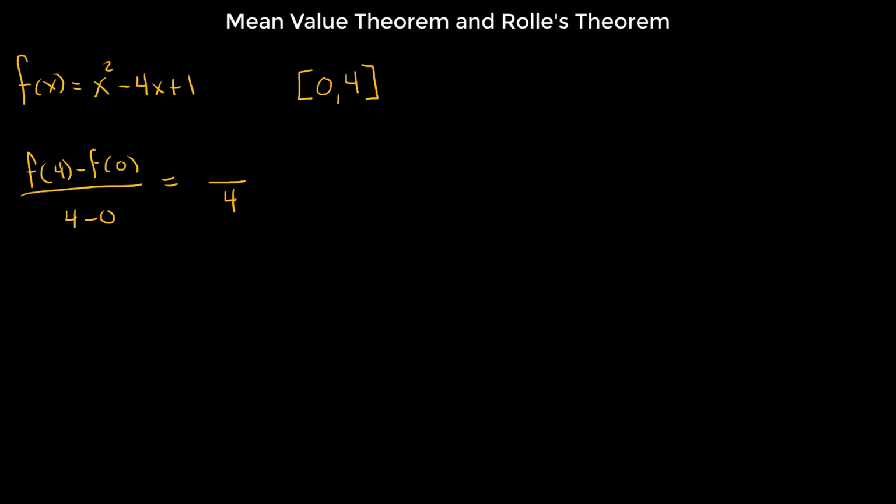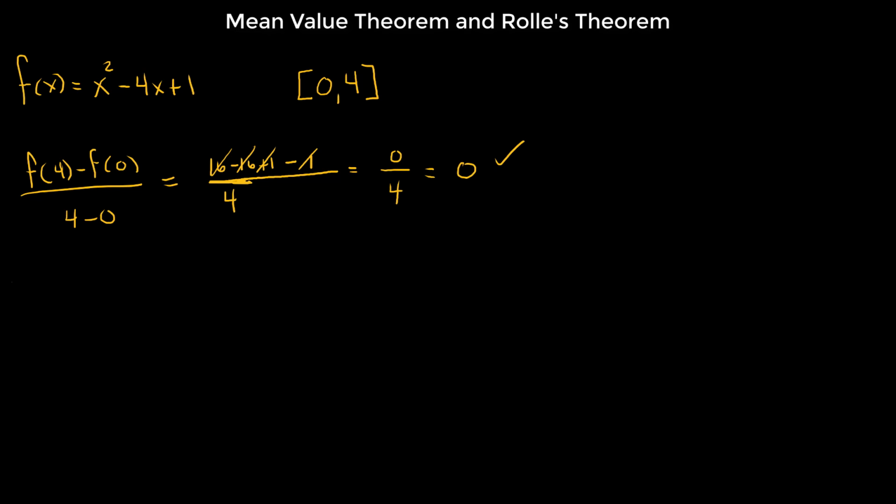F at 4, well, let's go ahead and expand this just for our viewers who might need to see this. So 4 squared, that's 16, minus 4 times 4, so that's going to be minus 16, plus 1. And then we're going to subtract f at 0. So minus, well, 0 squared is 0, minus 4 times 0, that's 0, plus 1. So that's 1. So we'll subtract it. So we have 16 minus 16, eliminate those, plus 1 minus 1, those eliminate as well. And so we're left with 0 over 4, which is equal to 0.